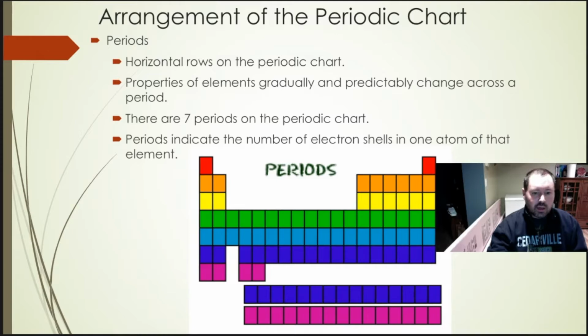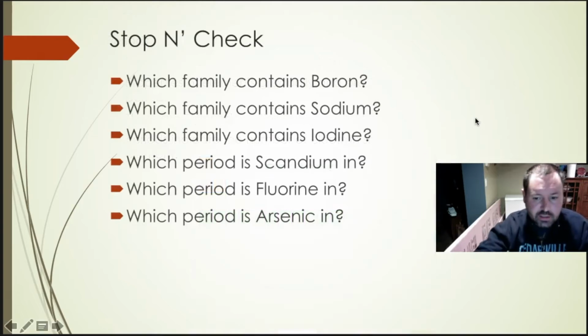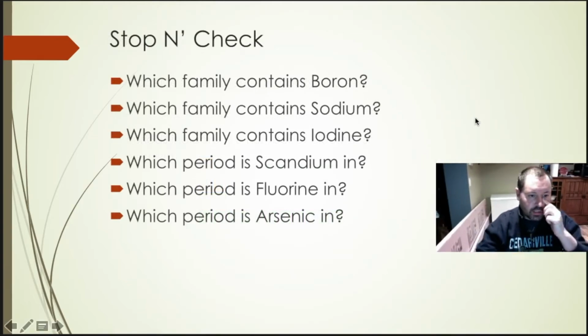So periods indicate the number of electron shells. If you remember talking about atoms, we said that atoms have layers of electrons. I'm going to call those layers of electrons electron shells. Well, guess what? Period number 1 has 1 electron shell. That's both helium and hydrogen. Period number 2, there are 2 electron shells. Period number 3, 3 electron shells. Period number 4, 4 electron shells, and so on. So you get it. So let's practice here to make sure we're on the right track.